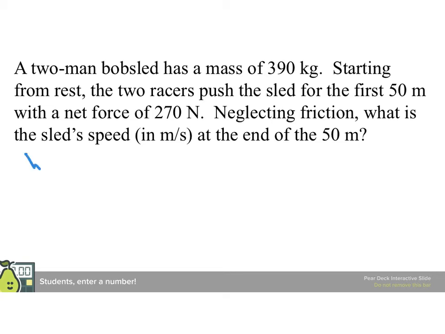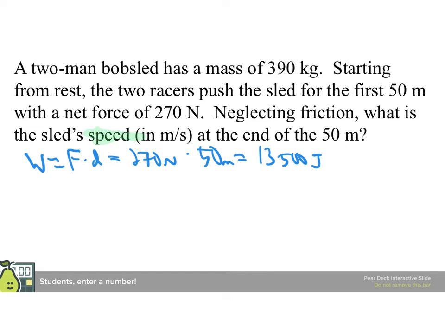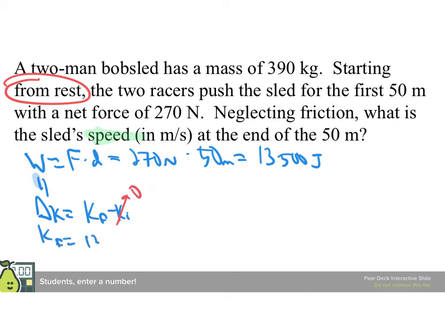Now, the work is pretty easy. The work here is just going to be F times d, because the force is along the displacement. And so it's 270 newtons times 50 meters, which turns out to be 13,500 joules. But of course, that's not what we wanted. We were asked for a speed, and we're going to do that by saying that's the change in kinetic energy. So the final kinetic minus initial kinetic energy. But starting from rest, we know that the initial kinetic energy was 0. So our final kinetic energy is also 13,500 joules.